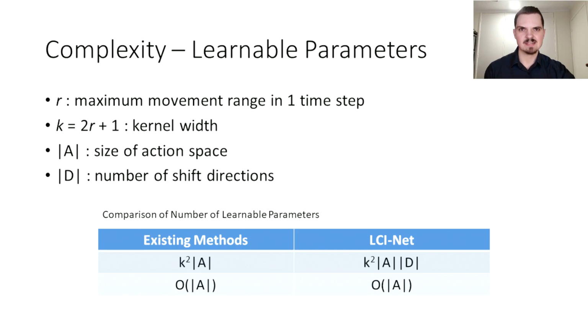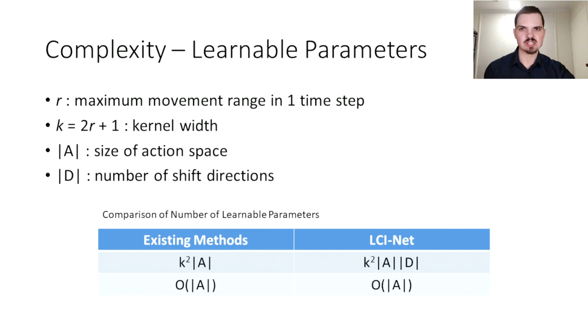In LCI-Net, the number of channels is equal to the product of the size of the action space A and the number of shift directions D, giving a total number of learnable parameters as k squared A D, compared with k squared A parameters for previous methods, where the number of channels is equal to the number of available actions. No additional parameters are introduced outside of the FT component network.